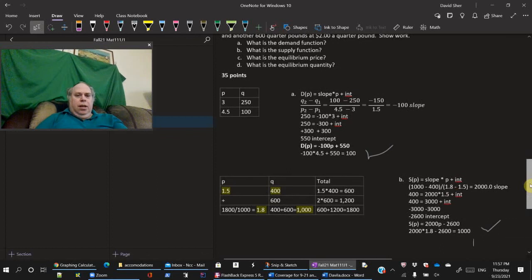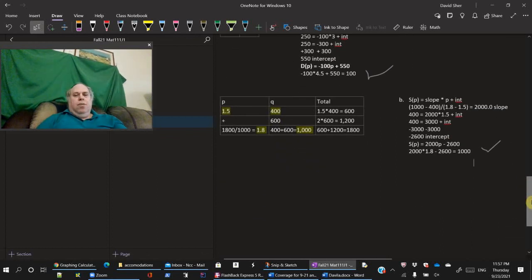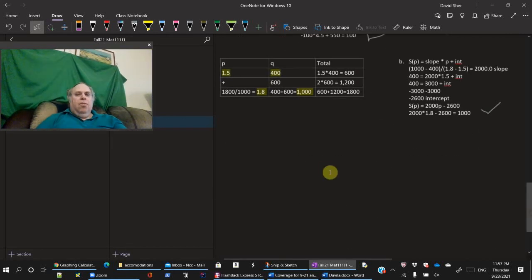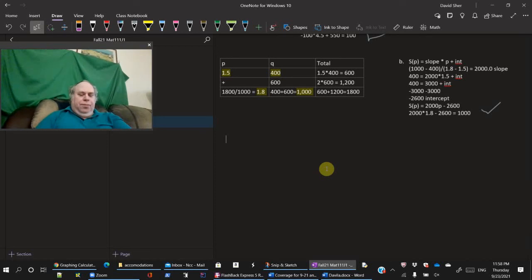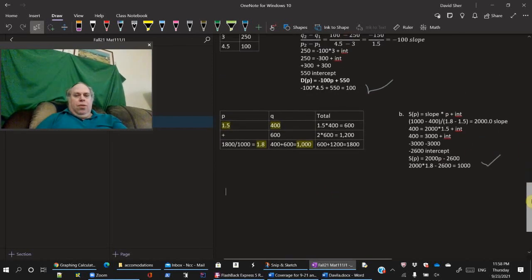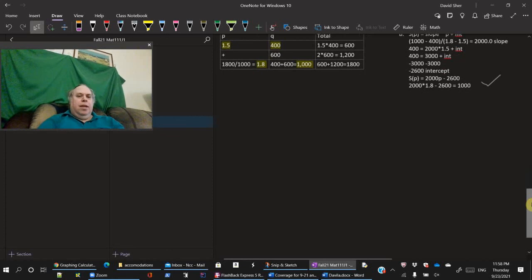Now part C. The question becomes, how do I get the equilibrium price? Equilibrium happens when the supply and the demand are exactly equal. So this is basically an intersection problem, right? Because I'm going to find out when these two meet. Here's the demand function going down, here's the supply function going up.